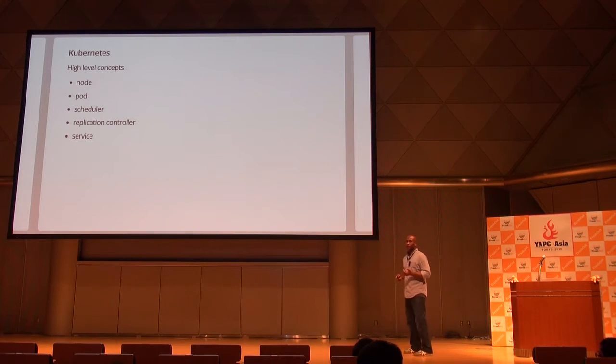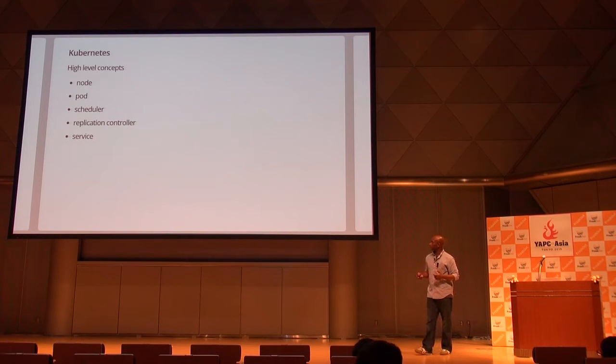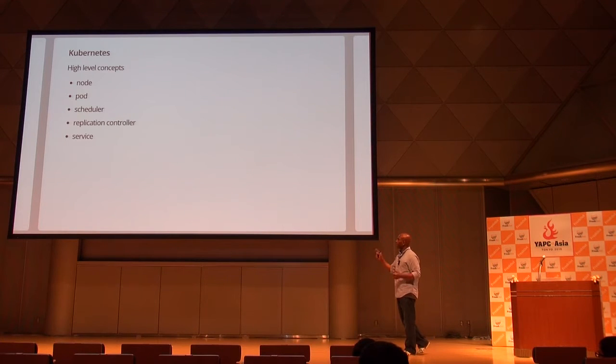And then we have the concept of a pod, and we'll talk about what a pod is. We have a scheduler. This is the thing that will be responsible for placing containers on machines that have enough free resources. And then we have replication controllers, and we'll talk about those in detail. And then the idea of services. Services give us the ability to do service discovery. As we have a scheduler that's automating the placement of containers across a set of nodes, we need a way to find them so we can send them traffic.